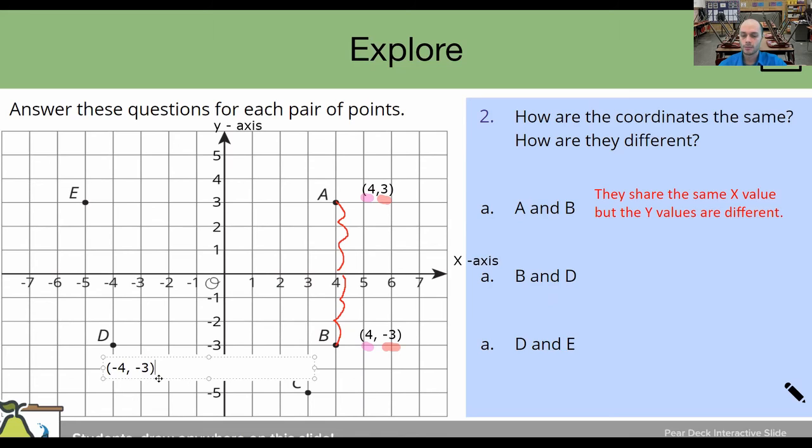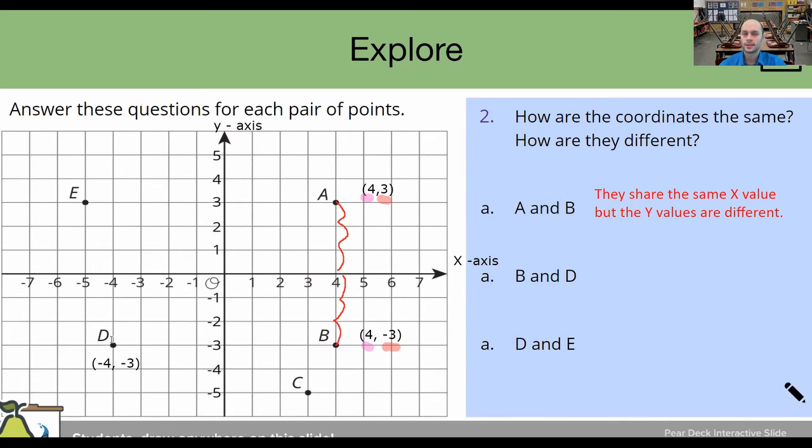are correct. Because we can see that point D on the x-axis is right here where the negative 4 is. We can go straight down. Here it connects with the D. And then if we look at point D and we go to the right, we'll see that it connects with the negative 3. So D is at negative 4, comma, negative 3. Good job. Okay, so what is the same between point B and point D, and what is different?